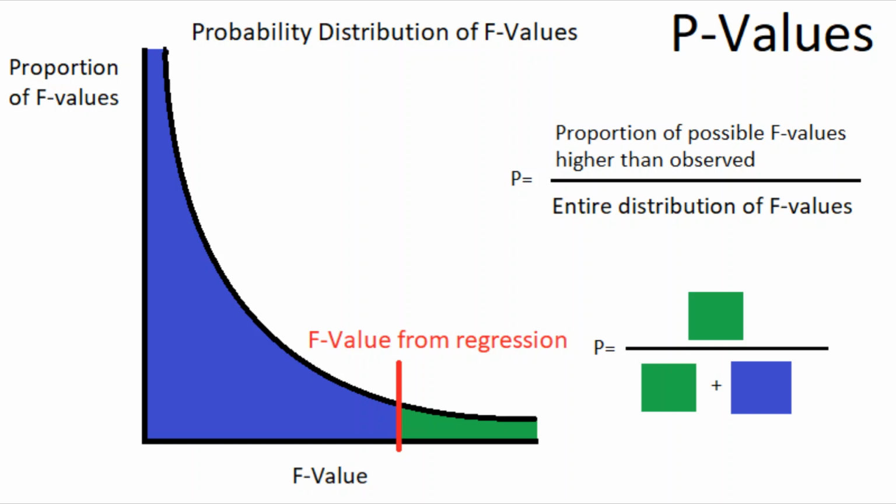Another way of describing it graphically is the p-value is equal to the area under the curve with an F-value higher than or equal to that found in the regression divided by the area under the entire curve.